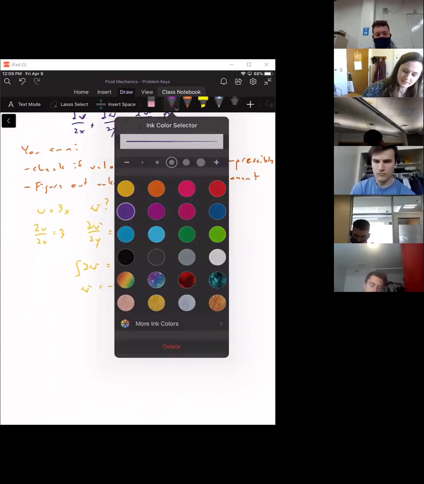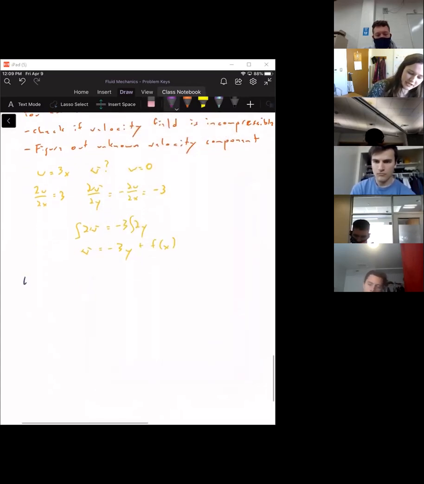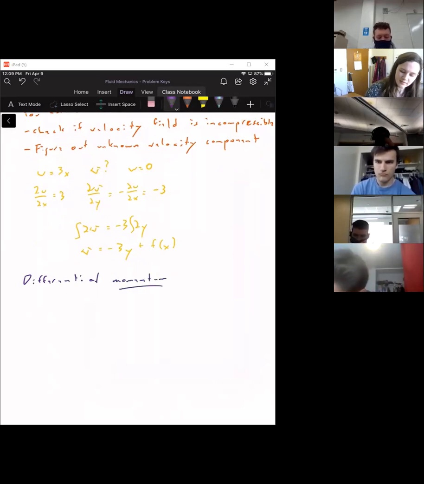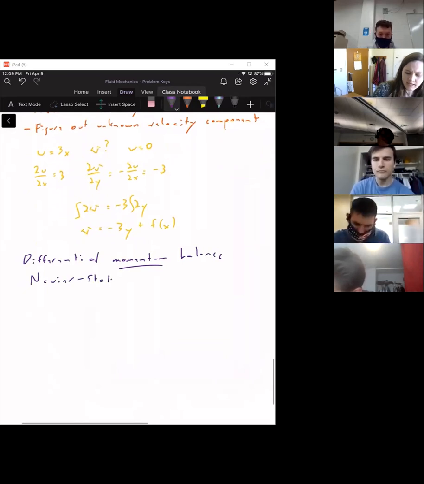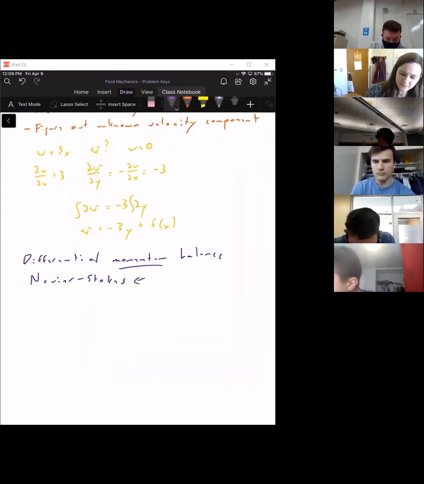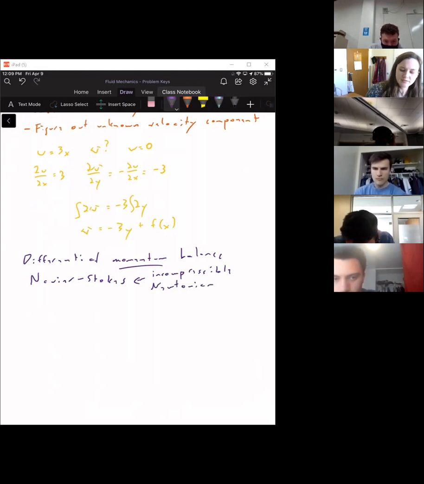Differential mass balance. And then a differential momentum balance is the Navier-Stokes. You should know that the equation for Navier-Stokes we did is for incompressible. So the equation that we have and we're using is for incompressible Newtonian flow. So just know that.